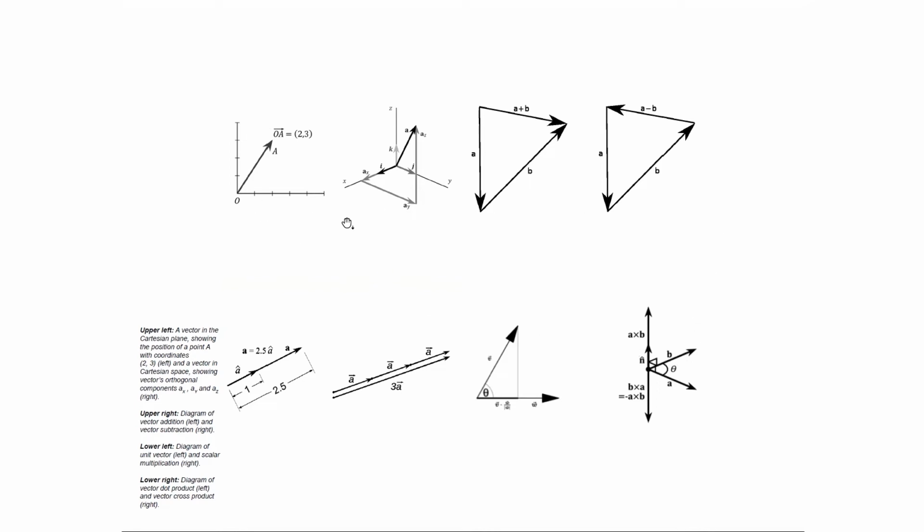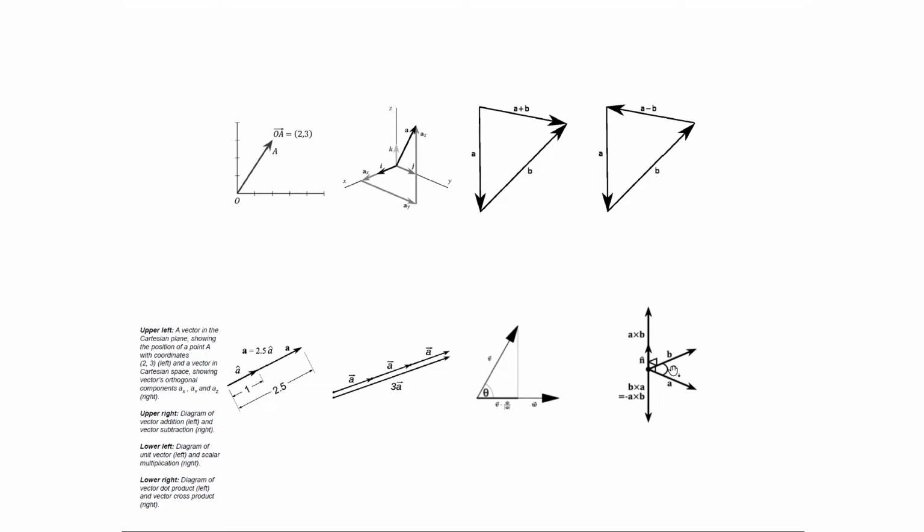So this is a 2-dimensional vector, a 3-dimensional vector, and then we can add them together. This is how you add vectors A and B. This is how you can subtract them. We can scale vectors. This is a scalar multiplication. We scale the vector, we make it longer or shorter, or we can also flip it by multiplying it with a negative number. And then this is the dot product, and this is the cross product.